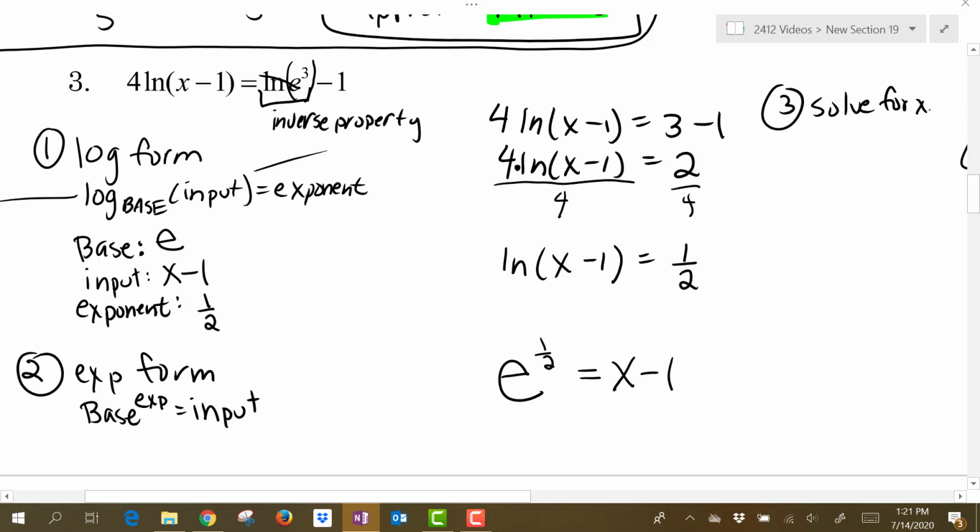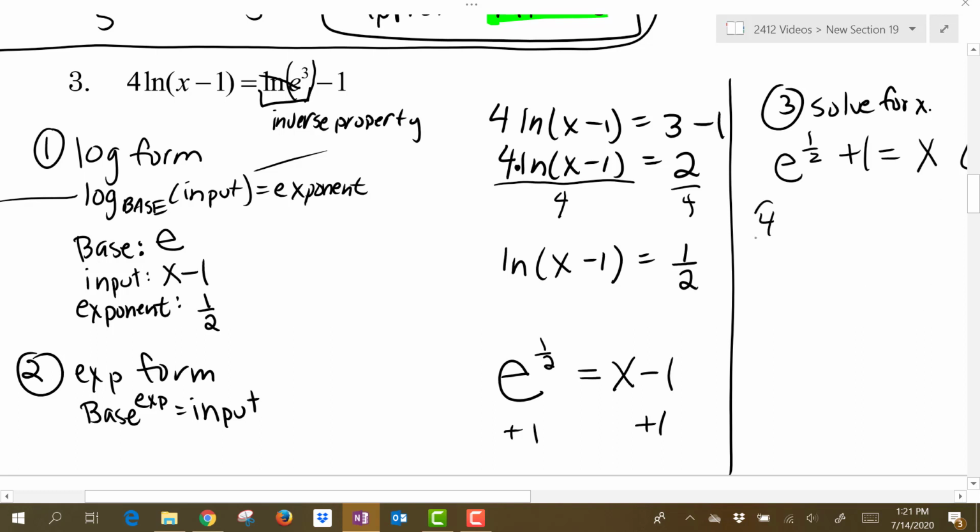Alright, so step 3 now, we want to solve for x. To solve for x, all I have to do is add 1 to both sides. So I get e to the 1/2 power plus 1 is equal to x. Before we decide that that is for sure our solution, we want to make sure that we check our answer in the original equation.